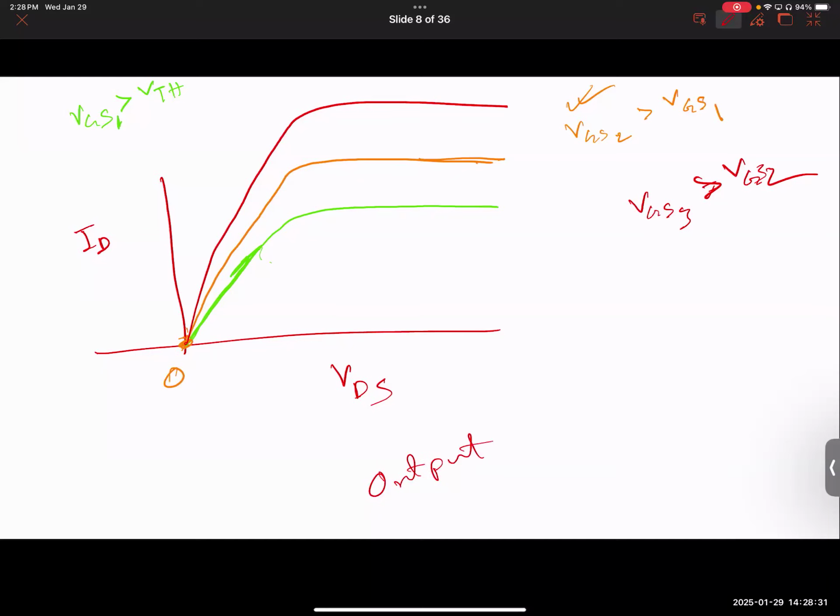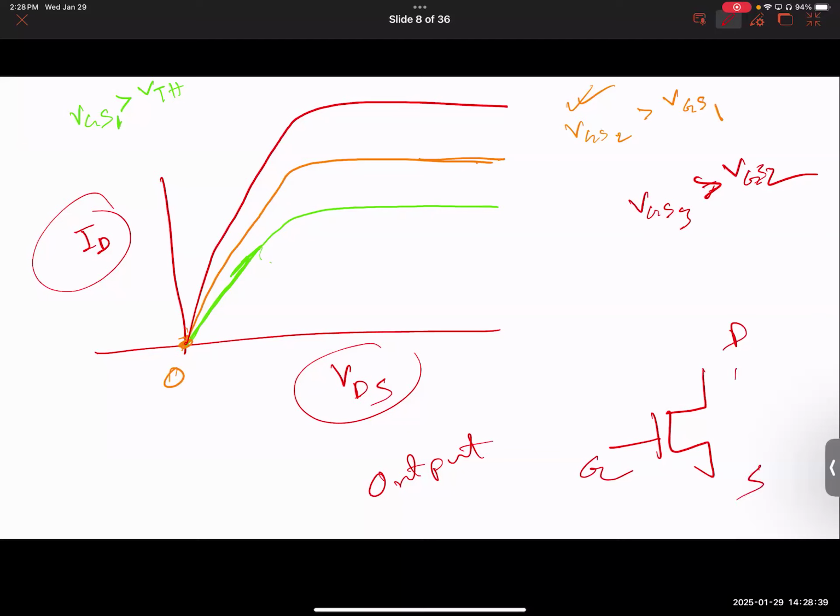ID versus VDS characteristics is called output characteristics. Here is why. Take a look at the transistor. This is gate, this is drain, and source. You're looking at the drain to source current, or drain current, basically, and then you're applying a voltage between the drain and source. So all of these are at the output terminal of the transistor, and input is just the gate. So you have no involvement of the input in the Y or X axis. That's why this characteristic is often referred to as output characteristics.